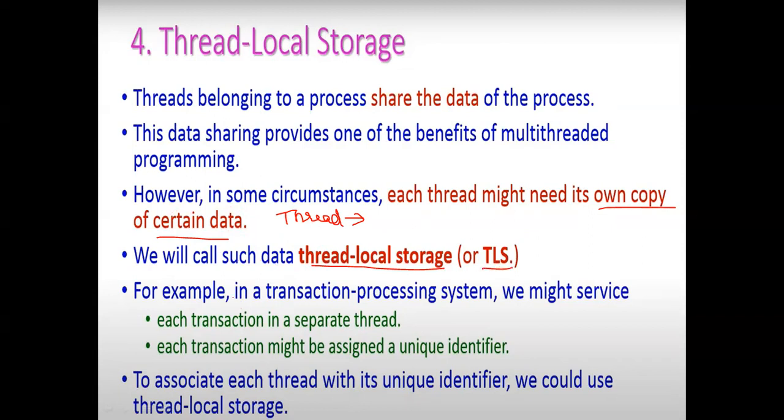For example, in a transaction processing system, we may service each transaction in a separate thread, and each transaction must be assigned a unique identifier. That is, a unique ID must be assigned for each transaction. So to associate each thread with its unique ID, we could use thread local storage, that is, TLS.